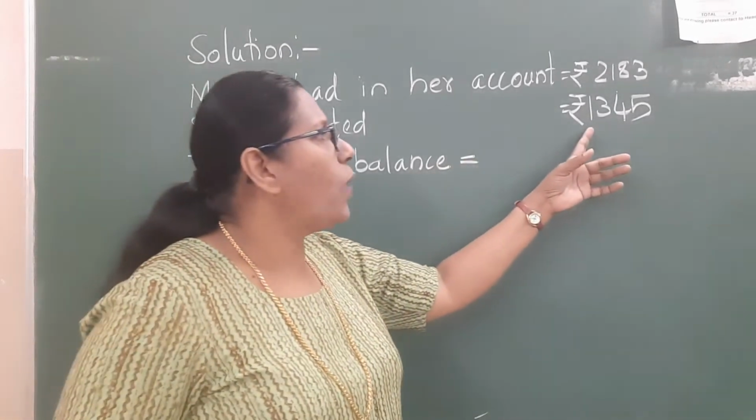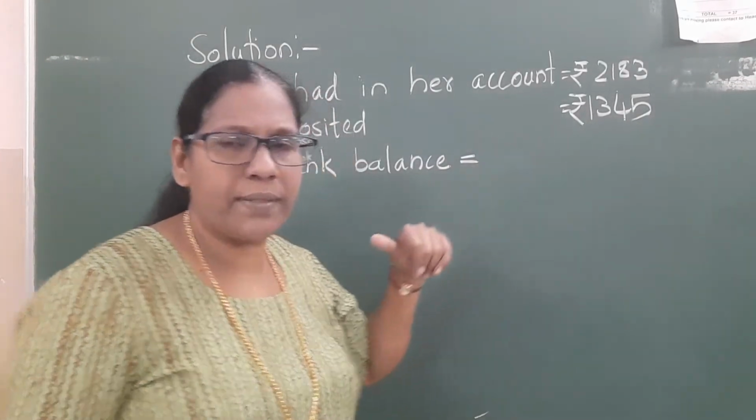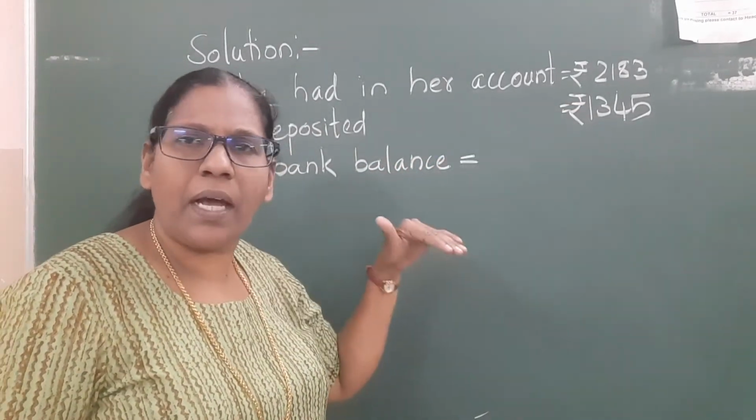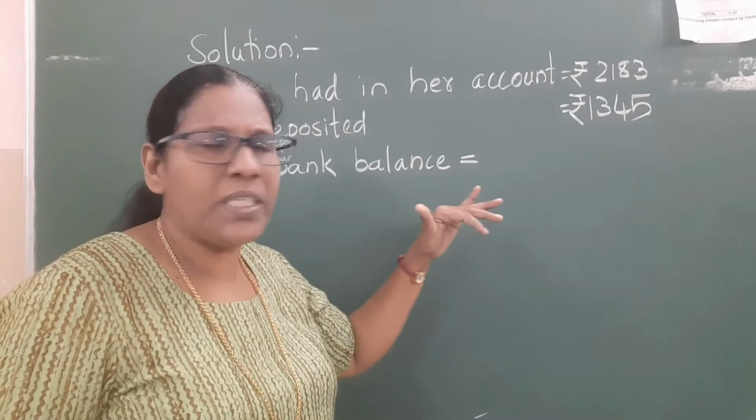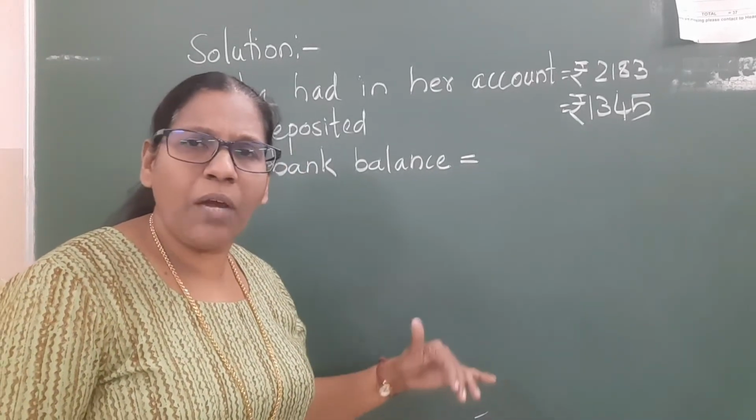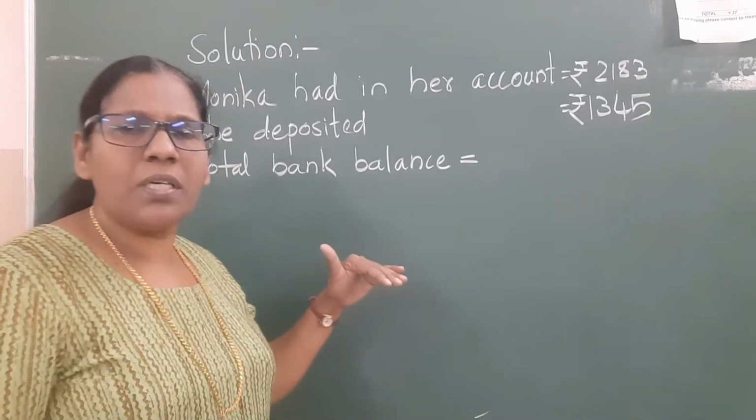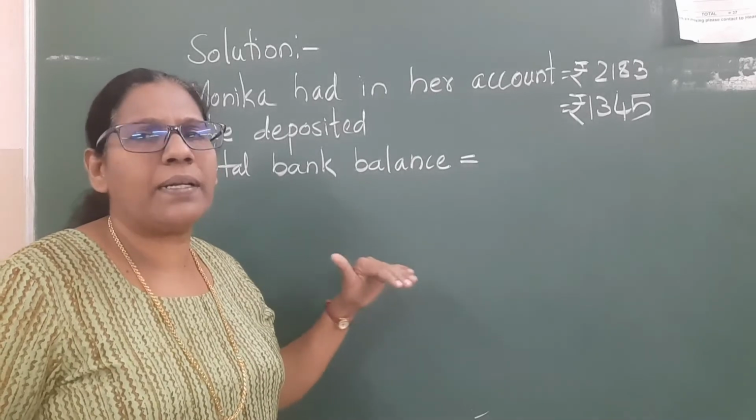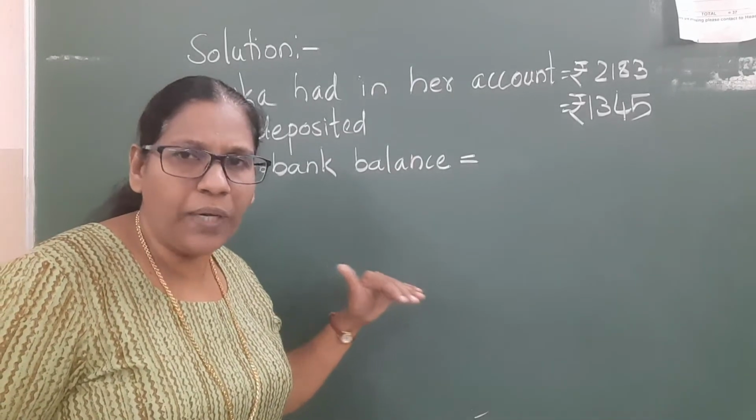How much? 1345 rupees. She already had 2183 rupees in her account, and then she deposited again 1345 rupees. Now what we have to find out is how much money is there now? Her total bank balance, how much it is there? That we have to find out.